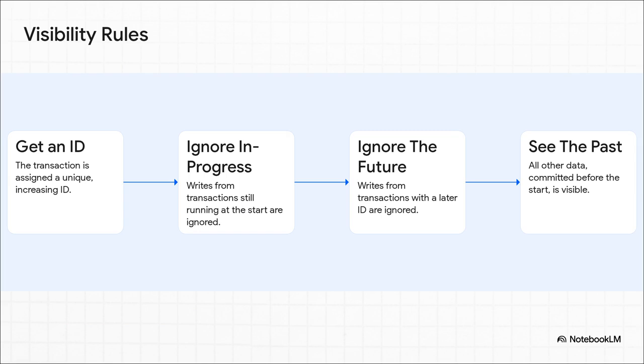So how does this magic actually work? Well, the database uses transaction IDs. When your transaction starts, it gets its own unique ID, and it can see a list of any other transactions that are still in progress. From there, the rules are pretty simple. It ignores any writes from transactions that were already running when it started, and it ignores any writes from transactions that start after it. It only sees data that was already fully committed before it began. And this is so cool because it allows long-running reports and fast writes to happen at the same time without blocking each other.